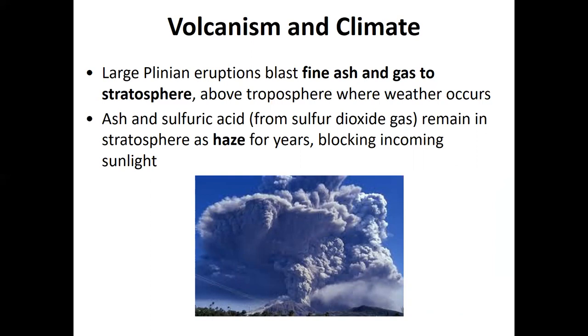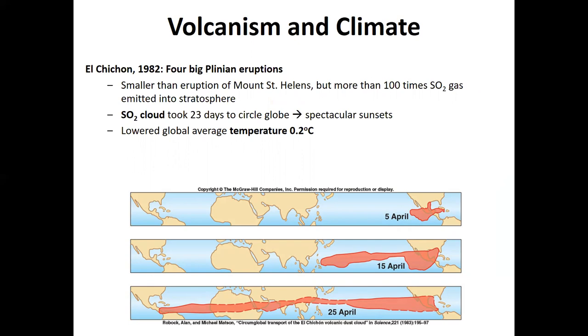For example, El Chichón erupted in 1982. It was one of four big Plinian eruptions, smaller than the eruption of Mount St. Helens, but more than 100 times the sulfur dioxide gas was emitted into the stratosphere. And this sulfur dioxide gas took 23 days to circle the globe, which generated some very colorful sunsets, but it lowered the global average temperature by 0.2 degrees centigrade.